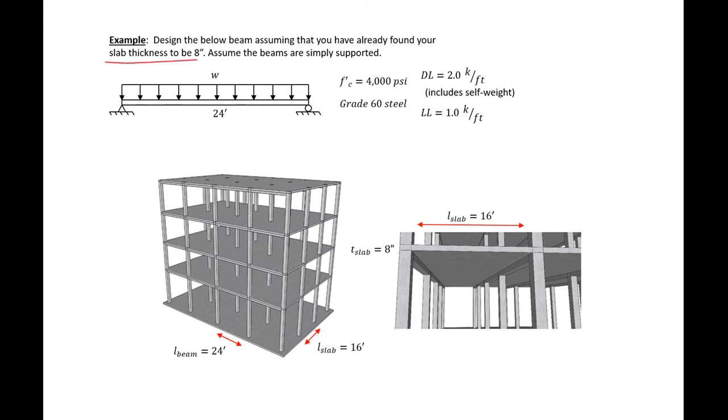So we're going to design our beams to be T-beams. So we will include some width of our slab. Our slab will make up the top flange, and then our T is going to drop down and be the depth of the beam section. We can see that our beam length or span length is 24 feet, and our slab span length is 16 feet. And as I said before, our slab thickness is 8 inches. So we'll use all of these values moving forward in the design.